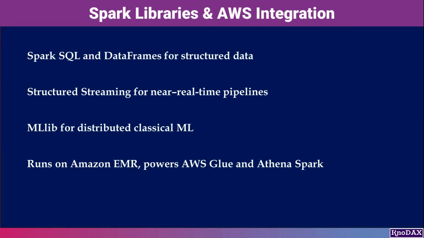All of these capabilities integrate tightly with AWS. Spark runs natively on Amazon EMR, and Spark engines also power AWS Glue for serverless ETL and Athena Spark for interactive, notebook-based analytics. Together, Spark's libraries and AWS services create a unified environment for scalable ETL, streaming analytics, and machine learning.